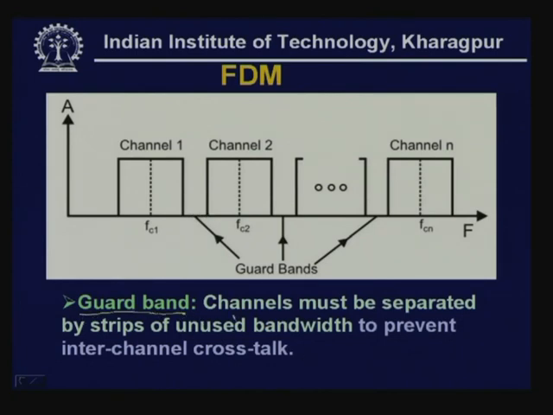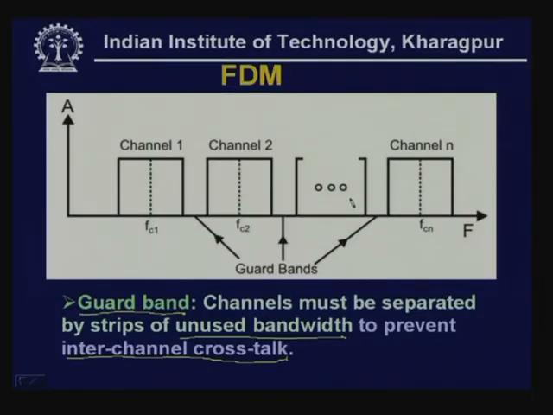This guard band is necessary because channels must be separated by strips of unused bandwidth, that is your guard band, to prevent inter-channel crosstalk. If you place them side by side without any separation, there will be some overlap which will lead to crosstalk. So, to avoid crosstalk, these guard bands are used, and obviously it is an extra overhead. Apart from the sum total of the bandwidths, some additional bandwidth is wasted for these guard bands. This is an extra overhead in frequency division multiplexing.